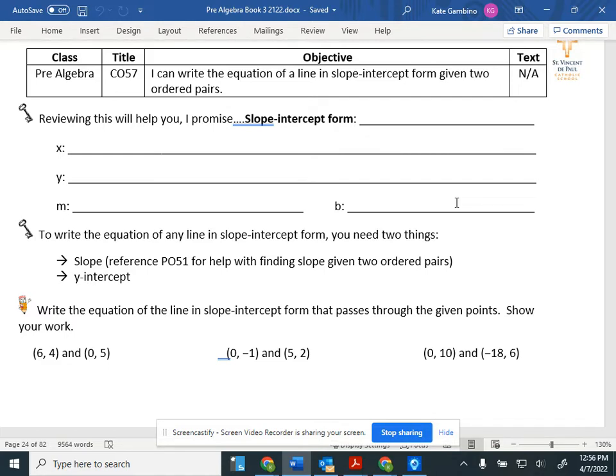So let's refresh our memories. We need to review. What is my slope-intercept form? Everyone say it together. Y equals mx plus b. We weren't actually together on that. Let's try it again following me. Y equals mx plus b. It is that important. We have spent how many objectives on this?